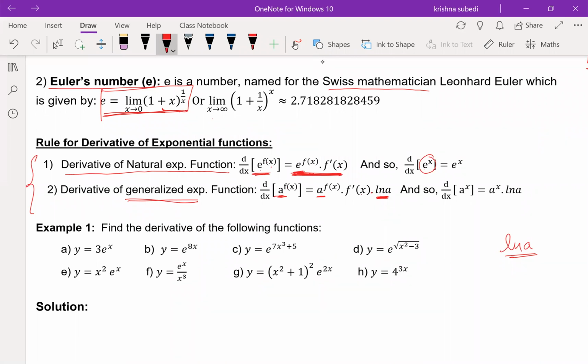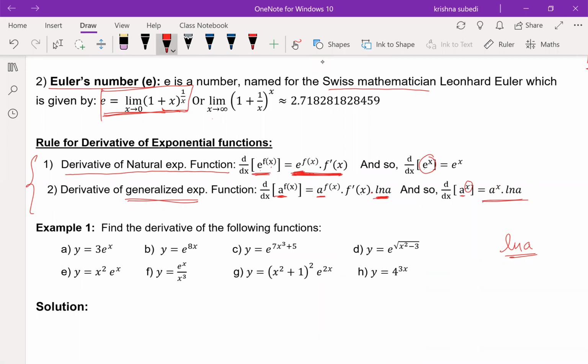And if we use this formula, then the derivative of a raised to power x becomes a raised to power x times ln a, because the derivative of the top part, x, is 1. And so if you multiply everything by 1, it remains the same. So this is the formula.